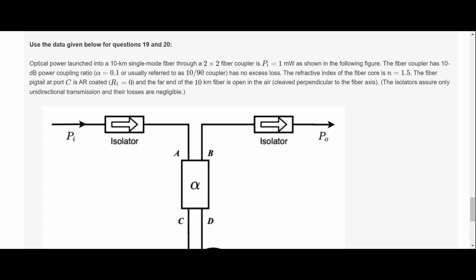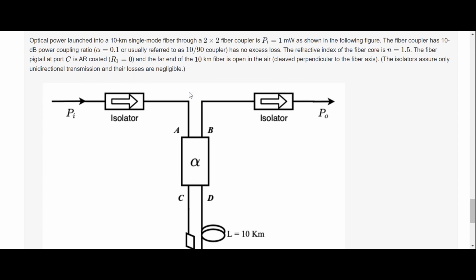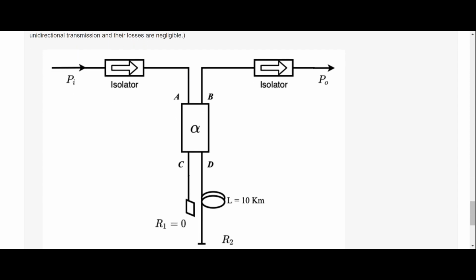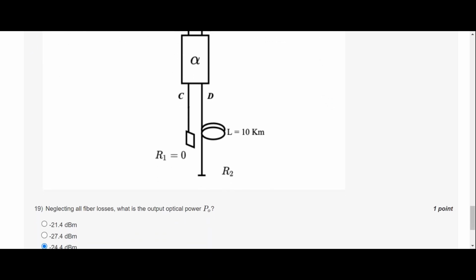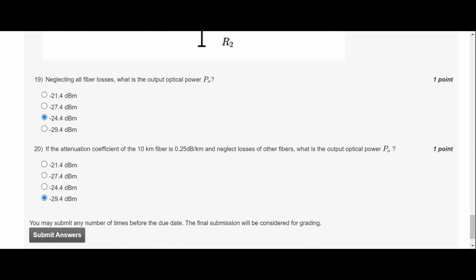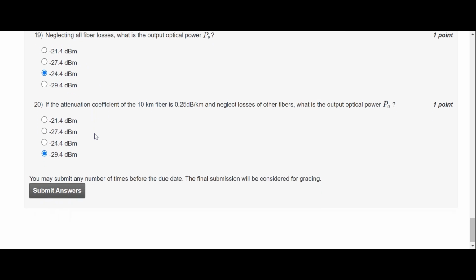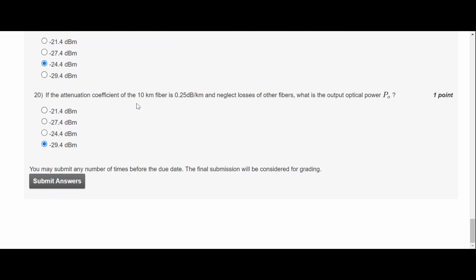The fiber pigtail at port C is AR coated, R_1 equals 0, and the far end of the 10 km fiber is open in the air, cleaved perpendicular to the fiber axis. The isolators assure only unidirectional transmission and their losses are negligible. Neglecting all fiber losses, what is the output optical power P_o? If the attenuation coefficient of the 10 km fiber is 0.25 decibels per kilometer and neglecting losses of other fibers, what is the output optical power P_o?